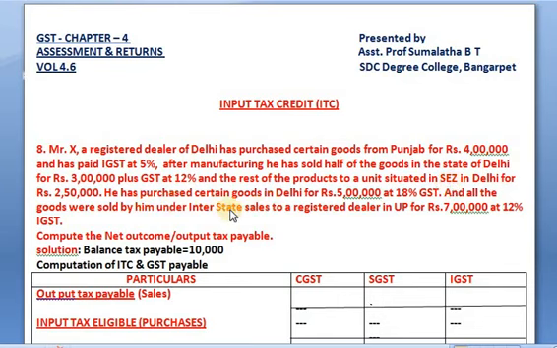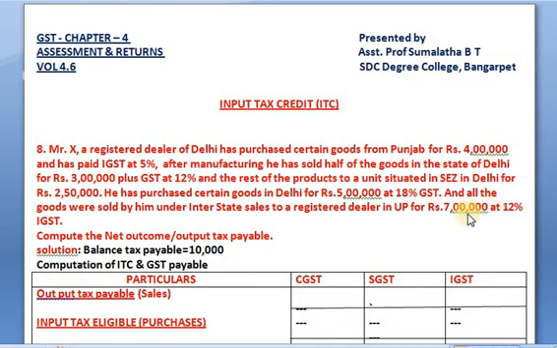And he has purchased certain goods in Delhi for rupees 5 lakhs at 18% GST. This is purchases. Since it is within Delhi, it is intrastate. And all the goods were sold by him under interstate sales. They have clearly mentioned interstate, and sales to a registered dealer in UP for rupees 7 lakhs at 12% IGST.